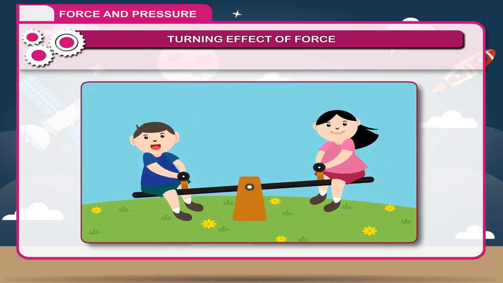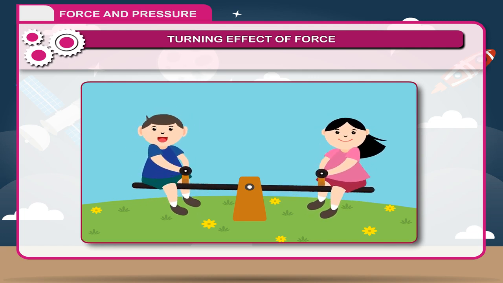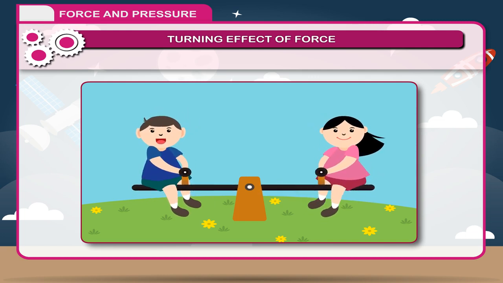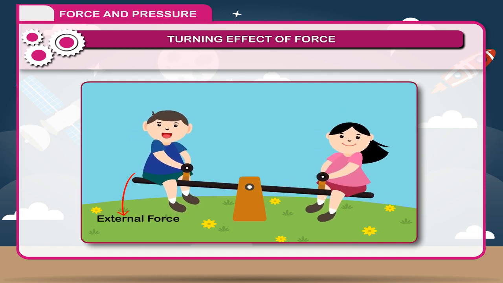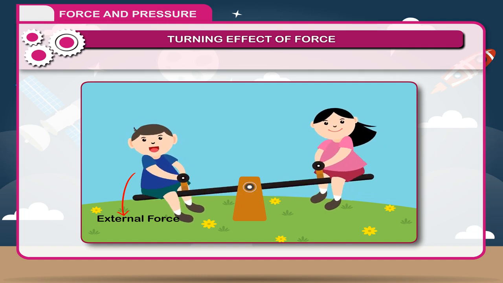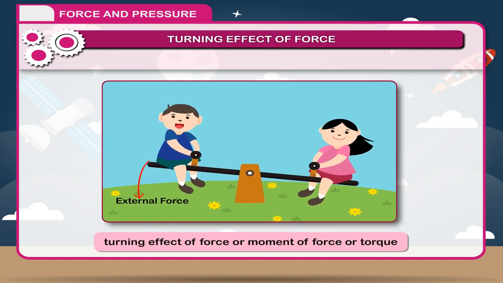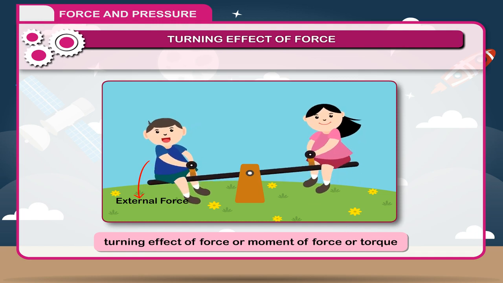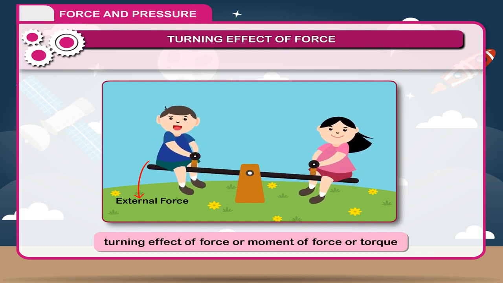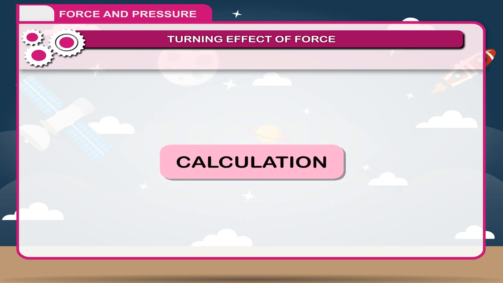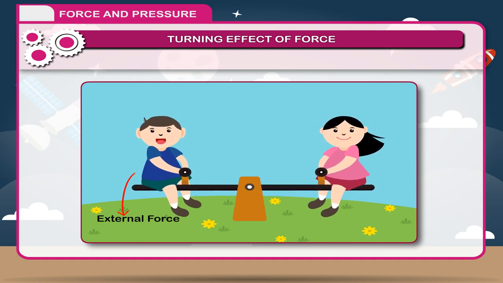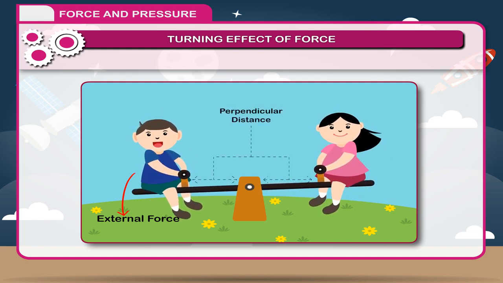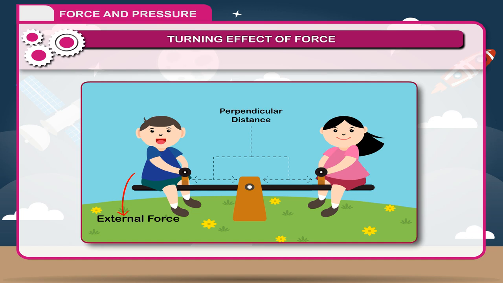It is not the force alone, but how and where the force is applied that is important. Thus, when an external force acts on a body, it has a tendency to rotate the body about a fixed point. This is called turning effect of force or moment of force or torque. Calculation: moment of force or torque is measured by the product of the magnitude of force and the perpendicular distance of the line of action of force from the axis of rotation.